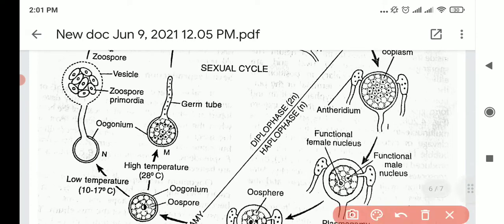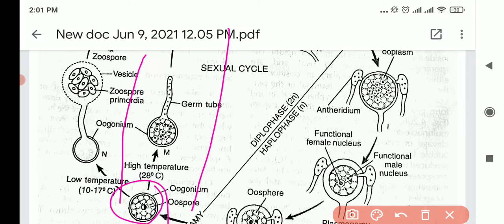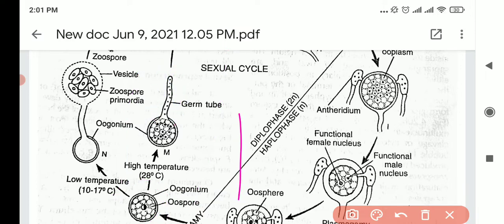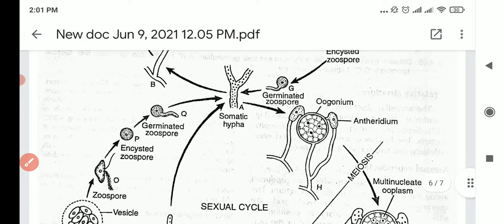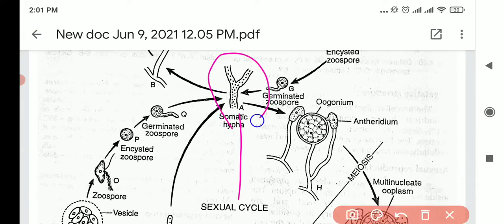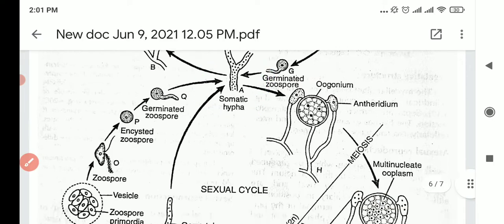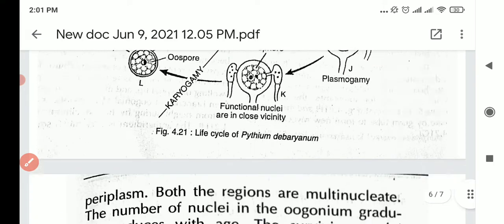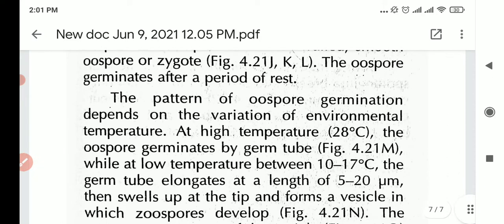So here, when the temperature is high, you follow this line. This oospore or zygote, if the temperature is high, will form a germ tube at the top, and then it will develop into your mature hypha, your mycelium. Okay, that's done. Now let's look at when the temperature is low. Let's say during December.